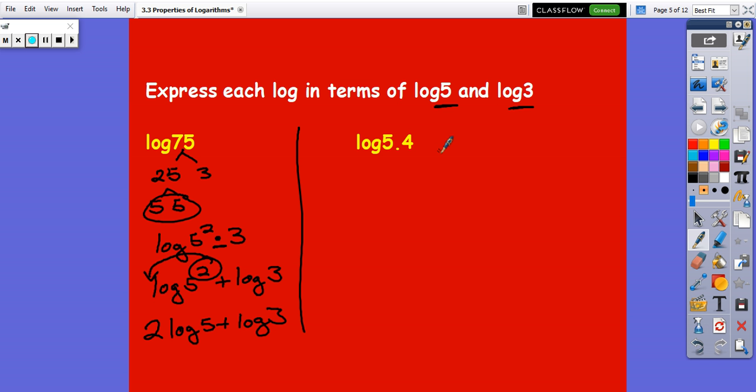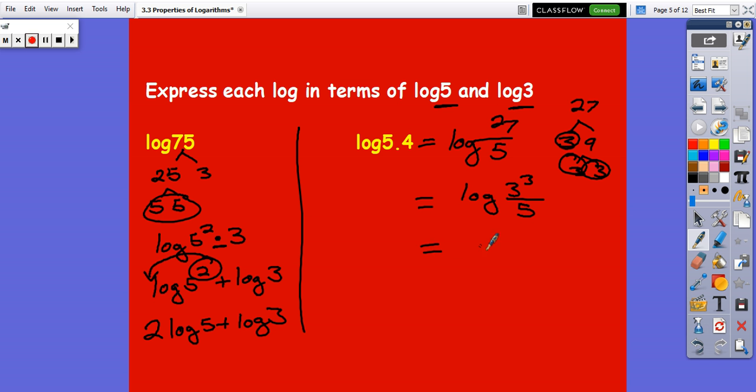Now, log of 5.4, I'm going to actually just change this to a fraction. So it's going to be log of 27 over 5. And 27, I need to see what it's going to be. So 27 is going to be a 3 times a 9, which is 3 times 3. So this gives me log of 3 cubed, because there were 1, 2, 3 of them, over 5.